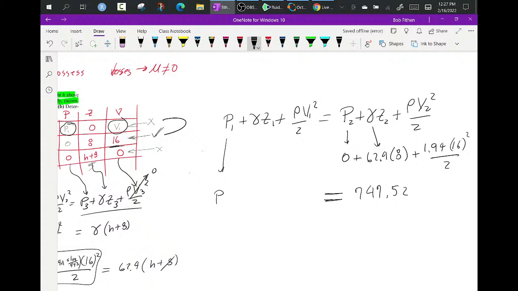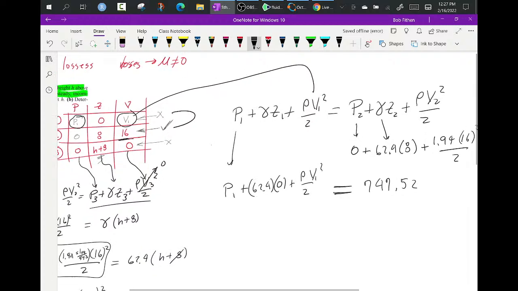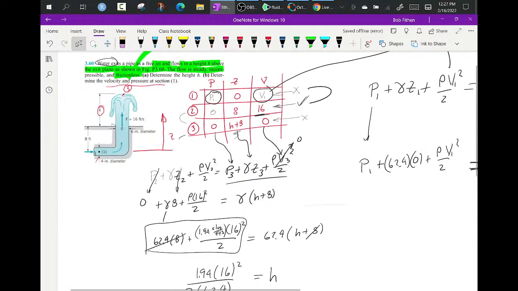Now, P1. Okay, so here I'm grabbing this, I'm grabbing this right here, plus 62.4 times 0, because that is this. And then I'm just grabbing this. Now, question is, what is V1?